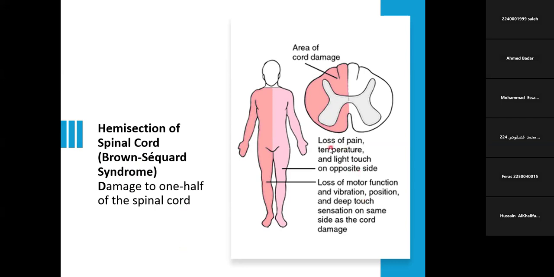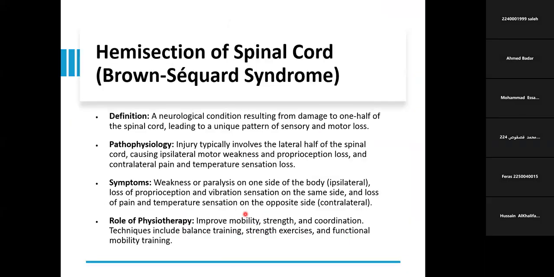What is the presentation? Read carefully with me. Loss of pain, temperature, and light touch on the opposite side. Yani, this side is damaged, and on the opposite side pain, temperature, and light touch will be lost. And what will happen on the same side? Loss of motor function, vibration, position, and deep touch sensation on the same side as the cord damage. This is a strange case which helps us understand the function of the ascending and descending tracks.